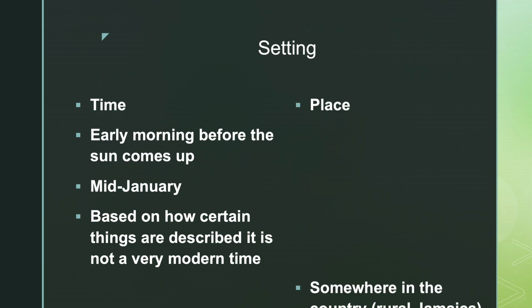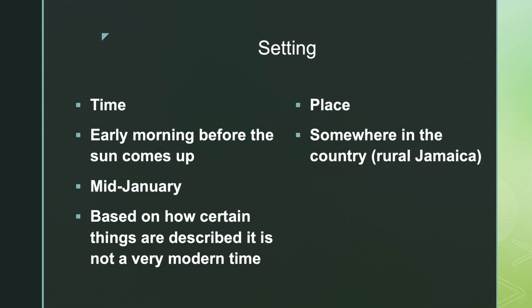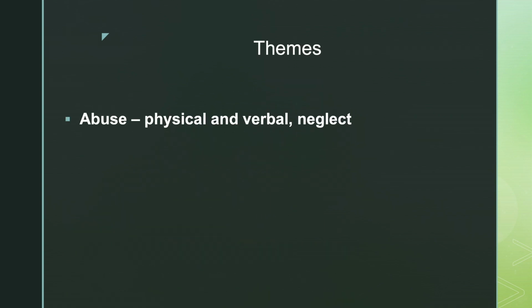In terms of place, we know it's in the countryside somewhere, again, based on how it is described. And the themes overall for this chapter. The first one that comes out is abuse.